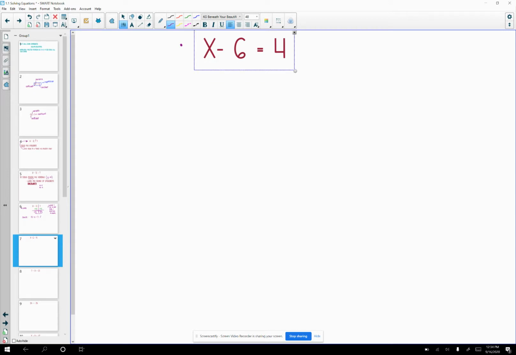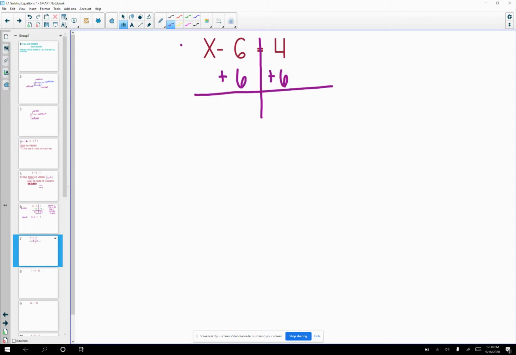So here's our next one. x minus 6 equals 4. I'm looking for a number that when I subtract 6 from it will get me to 4. So I'm going to undo the subtraction by adding 6 to both sides. On the left side, that leaves me with just x. On the right, it gets me 10. Again, I can do my check and say 10 minus 6. That got me 4, and that's exactly what I was hoping for.